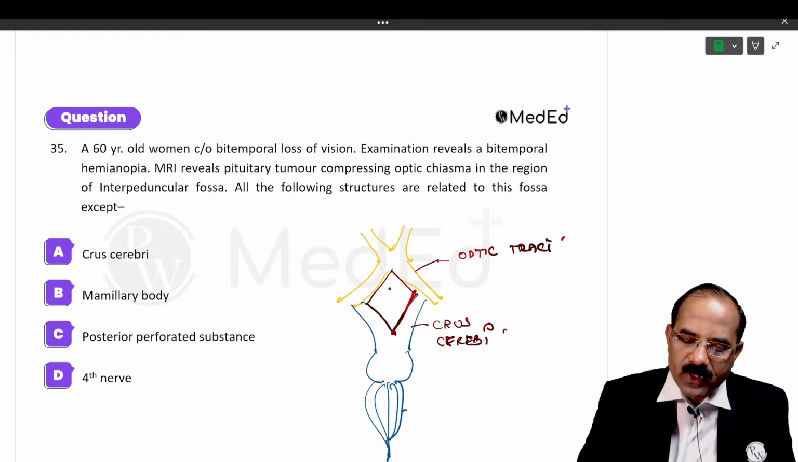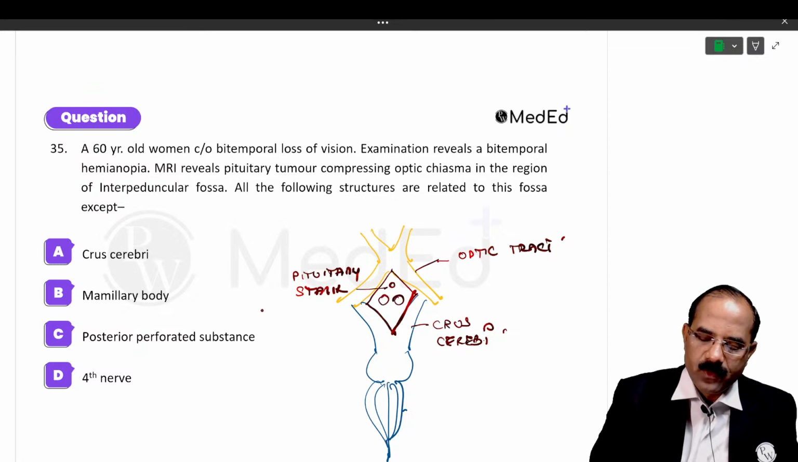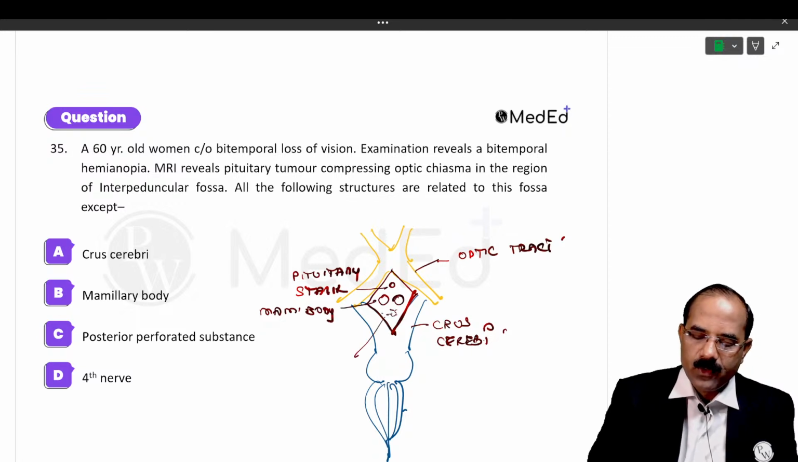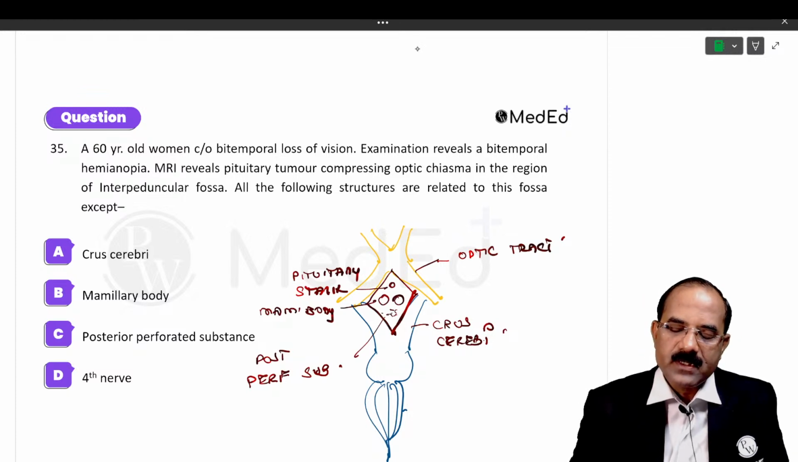And floor में कौन होता है? That is the pituitary stalk. ये है, मैं लिख रहा हूं pituitary stalk. हाँ, ये pituitary stalk हो गया. फिर यहाँ पे दो bodies होती है ऐसे. What is this? Mammillary body. Mammillary body. And यहाँ पे क्या होता है? ये होता है posterior perforated substance. Posterior perforated substance. And what is present in this interpeduncular fossa?